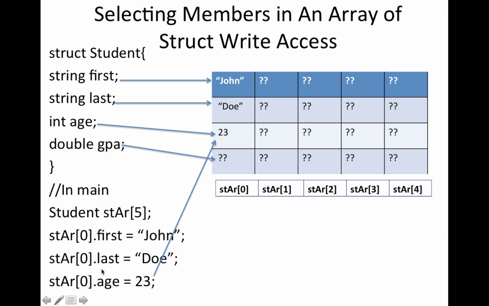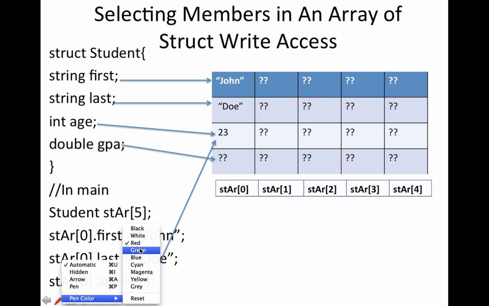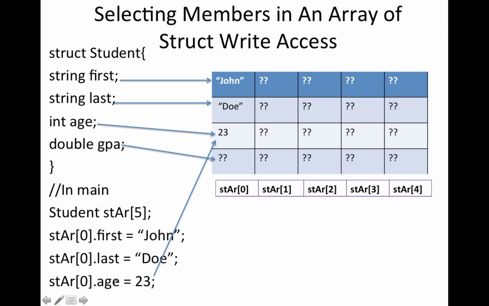And it looks like I fixed it here. Then I want to select the age member of the first struct array member. So when I say a dot age equal to 23, then I'm selecting the age field of the first member of the array and dropping the age 23 there. And by now I think you got the idea.